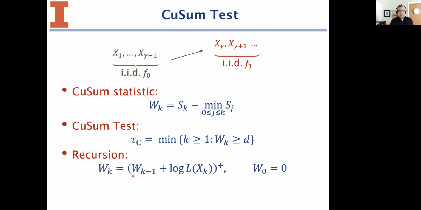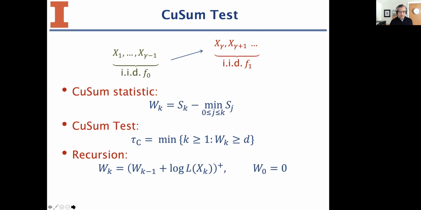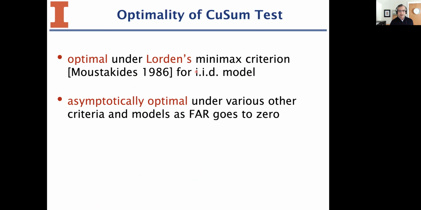And it turns out that this Q-sum test that I described two slides ago actually is optimal with respect to this criterion. And that was established about 15 years later by someone called Moustakides. It was also shown to be optimal under various other criteria and models. And in fact, I've only talked about one criterion here and one specific model for the observations. So there's a rich history on this problem.